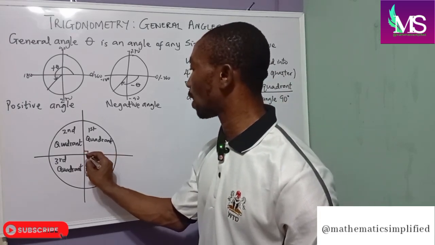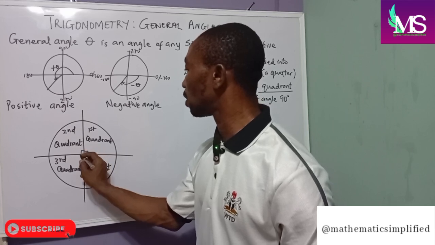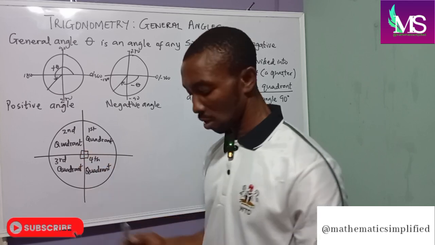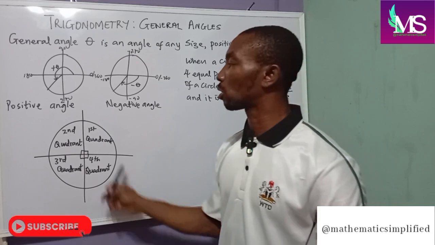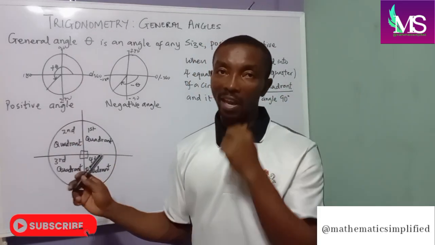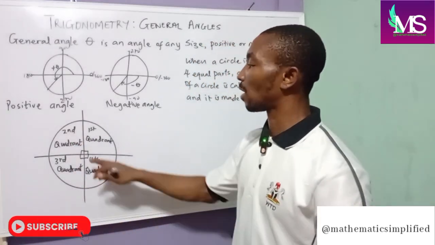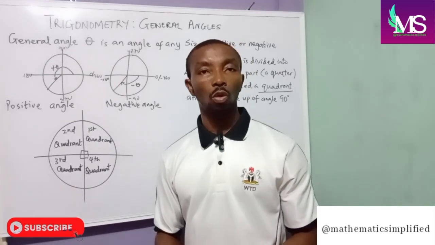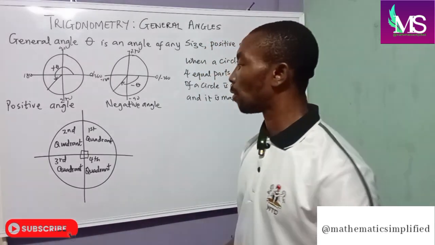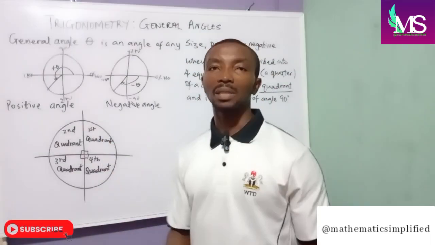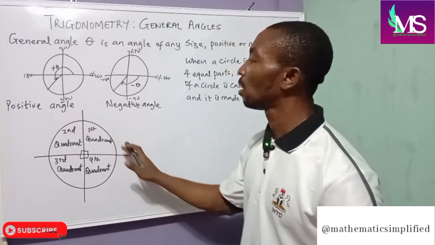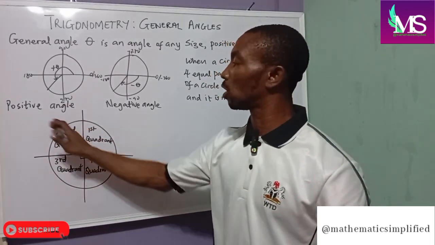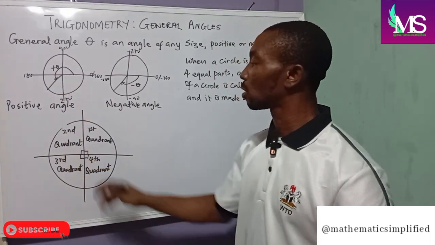So that means the angle here is 90, 90, 90, 90. Bearing in mind that the total sum of angles in the circle is 360 and the angle at a point is also 360. Now, this quadrant is important in helping us calculate the angle theta in various quadrants.